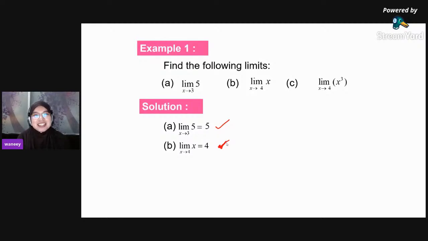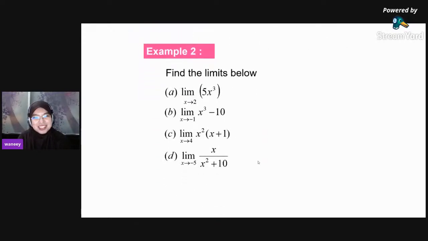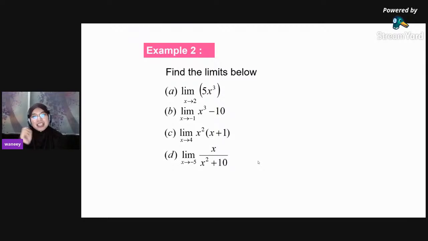Okay, so the limit as x approaches 4 of x cubed. Simply replace the x with 4. So we have 4 cubed, which is actually 64. So well done, everyone. Congratulations to those who got it right. Okay, next. Example 2. Find the limit for the following. We have A, B, C, D. Perhaps I'll do question A and then you will do B, C, and D.